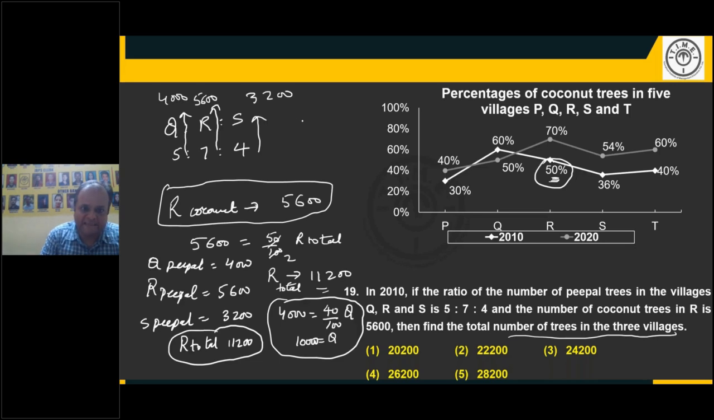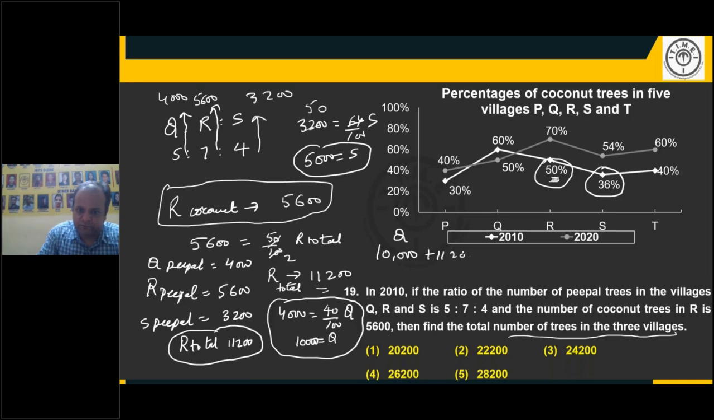Now come to S. S's people is 3,200. This 3,200 should be equal to, what is the value for S? 36% is coconut, so people would be represented by 64% of S's total. So S's total comes out to be, this cancels out 550 times, so this comes out to be 5,000. So what is the total? Q's total is 10,000, R's total is 11,200, and S's total is 5,000. If we add all of these values, we get 26,200. So our answer would be 26,200.